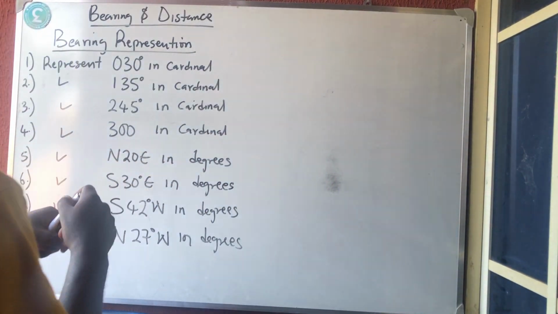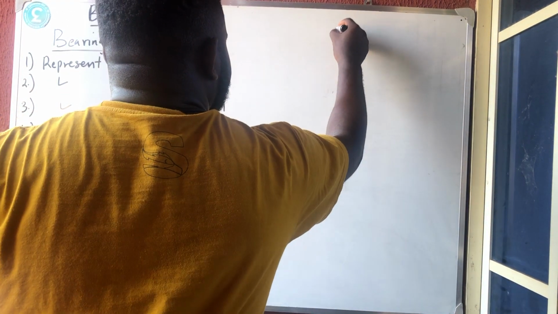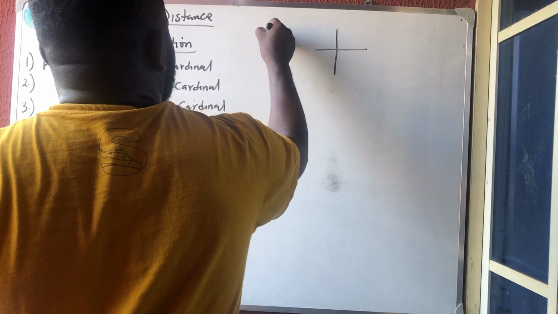Now let's move from cardinal to degree. Now let's draw our cardinal. The first one, that is number 5.